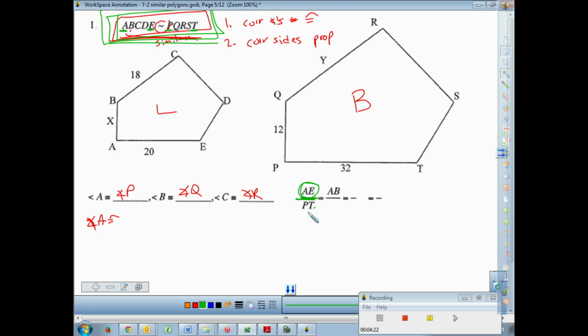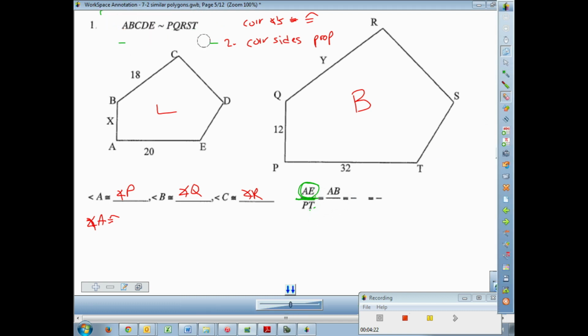They're saying distance from A to E is proportional to the distance from P to T. What would the distance from A to B be proportional to? Well, let's read this statement. Here's distance from A to B right here. What would it be proportional to? Distance from P to Q. Right? They're asking you right here to make up two more proportions that would have to work.